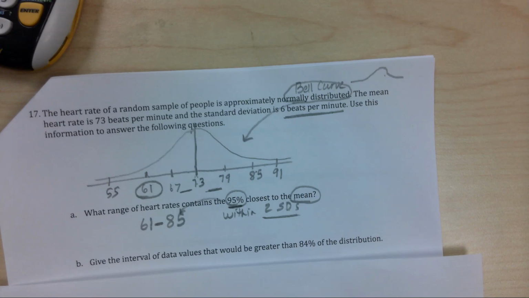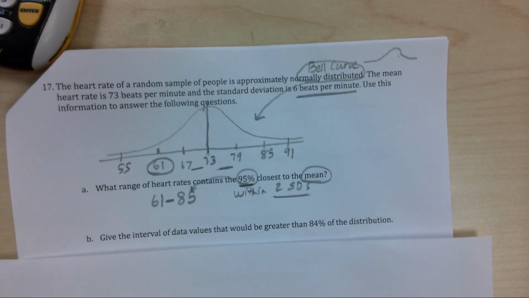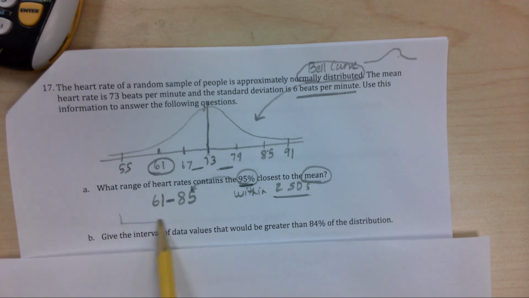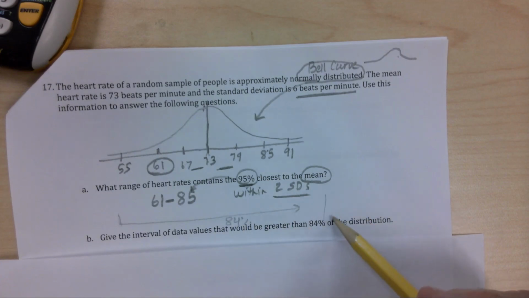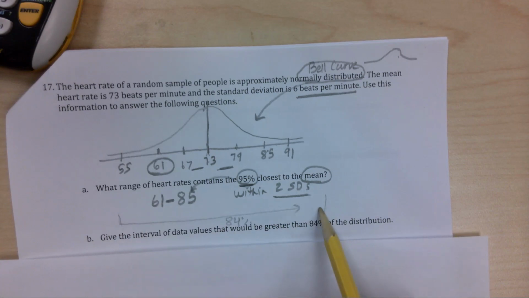Okay, so this next one, guys, is a little tricky, but it's not. Give the interval of the data values that would be greater than 84% of the distribution. So we have to know that from here to here somewhere is 84% of the entire 100%. So how do you figure that out?